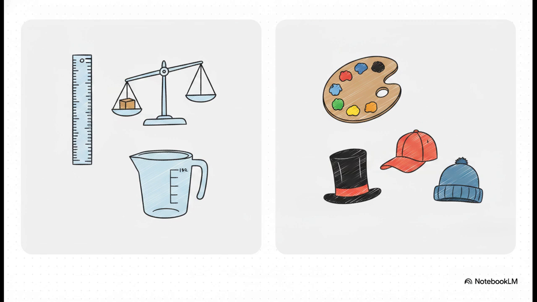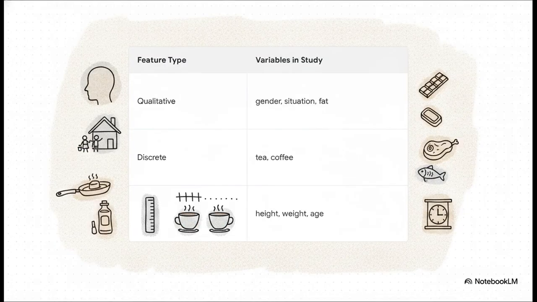If it doesn't make sense to average the data, it's qualitative. Like, you can average out a group's height, sure, but averaging their eye colors? No way. That makes absolutely zero sense. Let's actually ground this in that elderly nutrition study we just brought in.